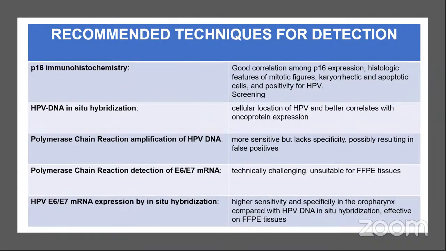So then we come to what are the recommended techniques for detection. We have these various techniques that are used for detection of HPV. And in order to be able to say that, yes, this particular cell, with a perinuclear vacuole, is due to an HPV infection, you would have to detect the presence of HPV within that particular section. So the various techniques available are listed as these.